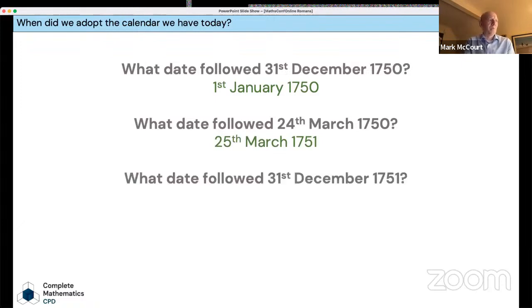Let's try another one. What date followed the 31st of December, 1751? Well, the day immediately after the 31st of December, 1751 is the 1st of January, 1752. And this is the first moment where January is the first month of the year.